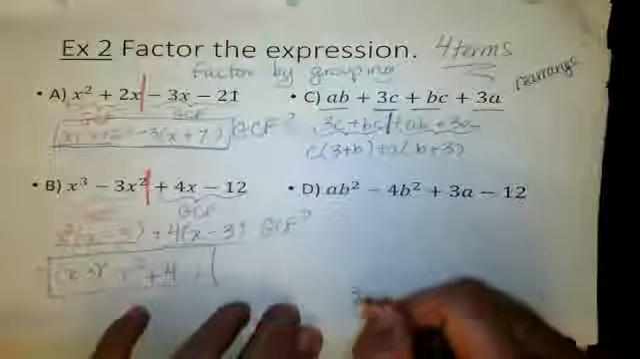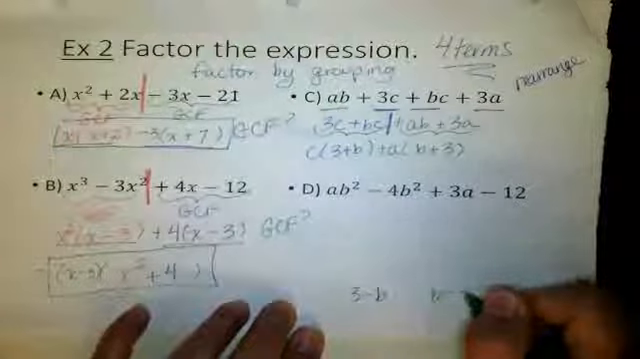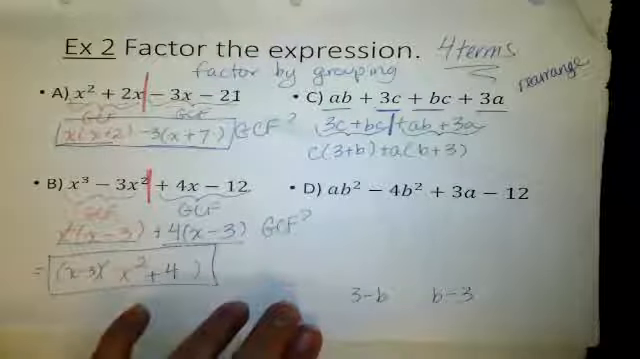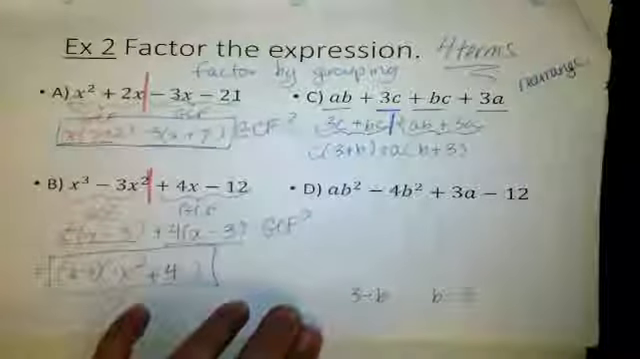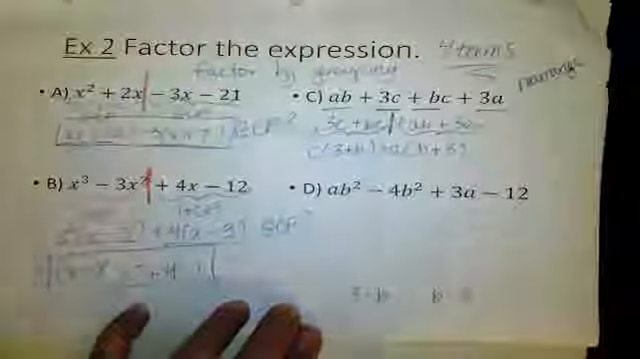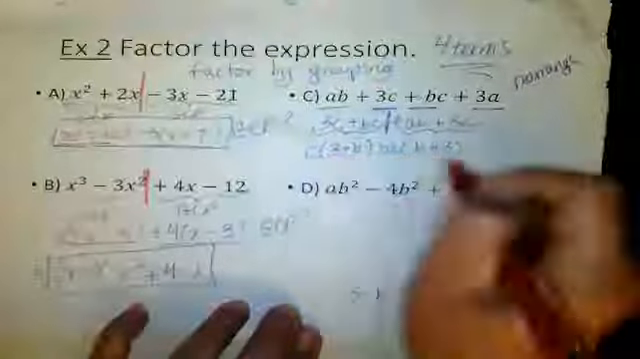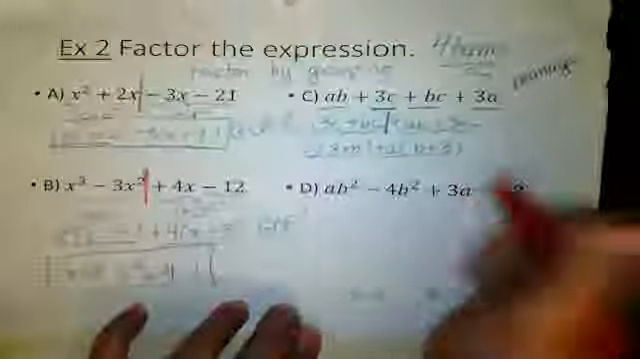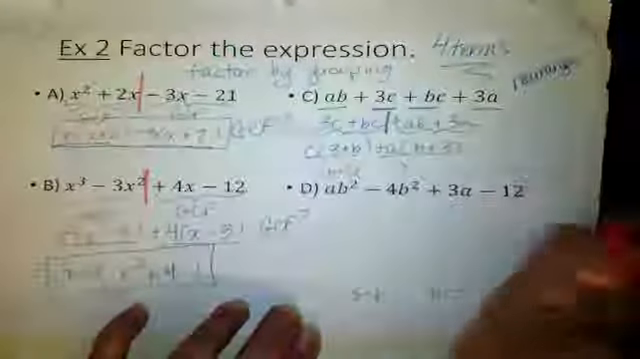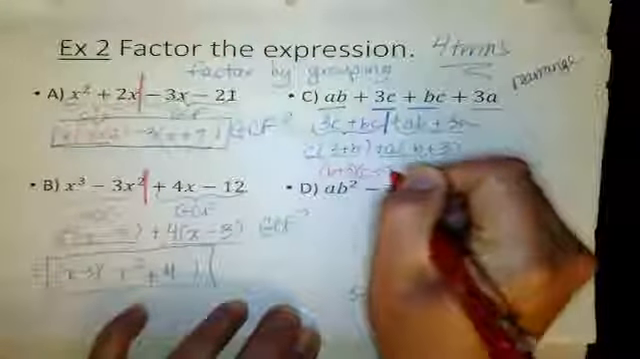Okay. Let me ask you another question. If it was 3 minus B and B minus 3, are those the same? Negative. They're opposites of one another. Yeah, very good. Okay, good. All right. So now looking at what these two terms have in common, what do they have in common? B plus 3, and what's left behind? C plus A. Very good.